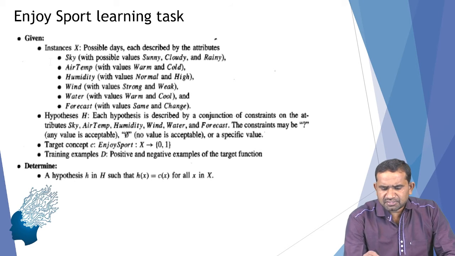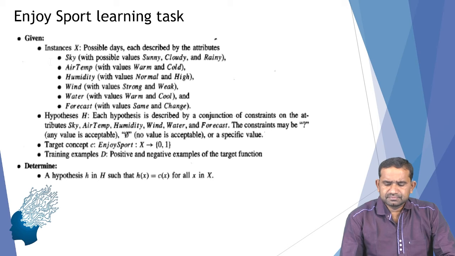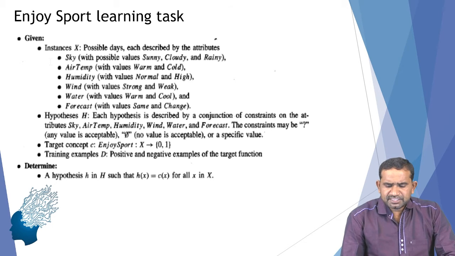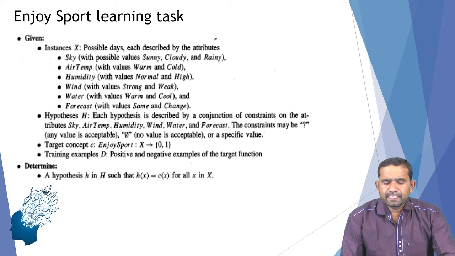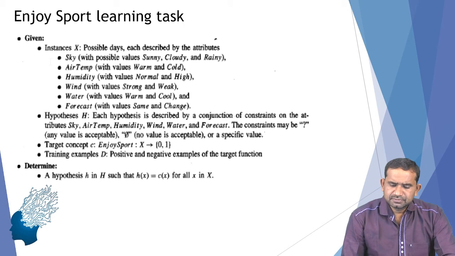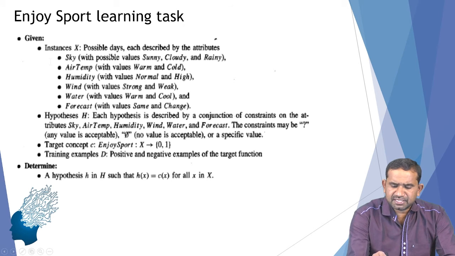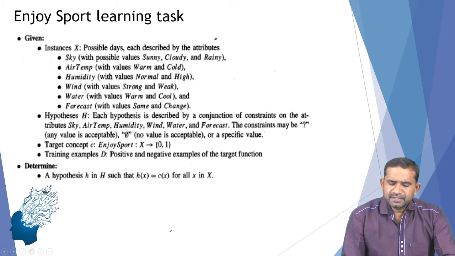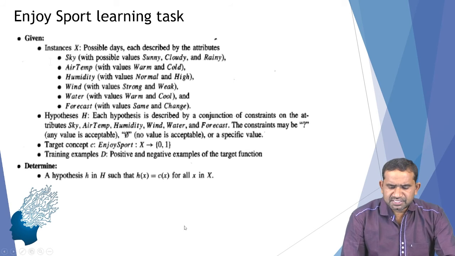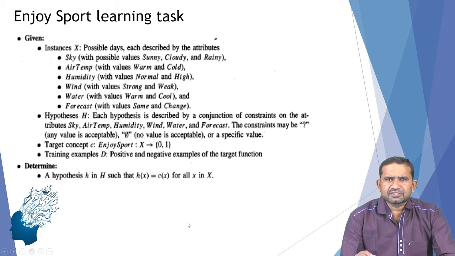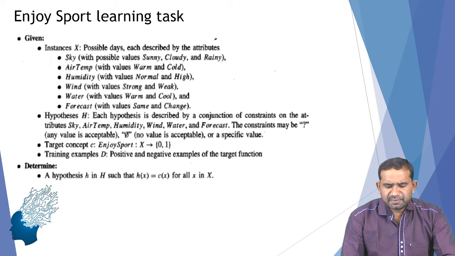Each attribute has some possible values. Here x is some possible day. X sky is an attribute with possible values: sky has 3 possible values, that is sunny, cloudy and rainy. And air temperature has 2 possible values, warm and cold.